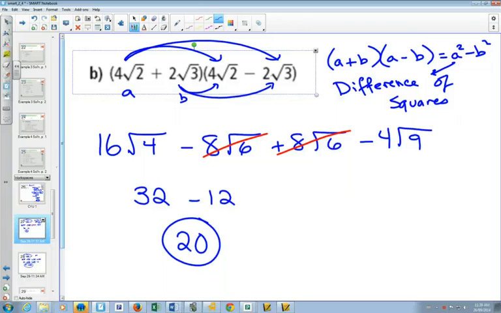And if you recognize that, every time you do the FOIL, the first, the outside, the inside, the last, the middle ones always cancel out. And it always becomes just the first one squared and the last one squared. And so we have a difference of squares.